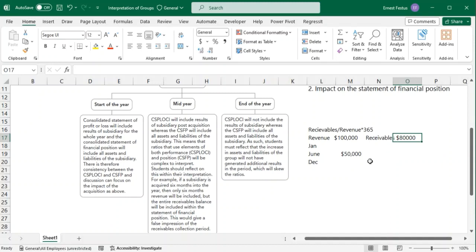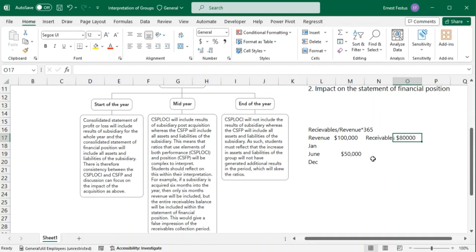So what you are saying is that if a subsidiary is acquired during the year, 6 months for example, then only 6 months' revenue will be included in the calculation of our receivables period, whilst a full year's receivables balance will be included. So this does not only happen to the receivables collection period.